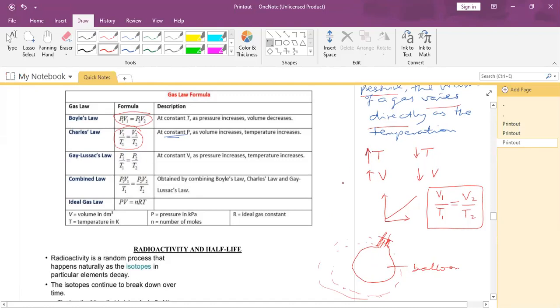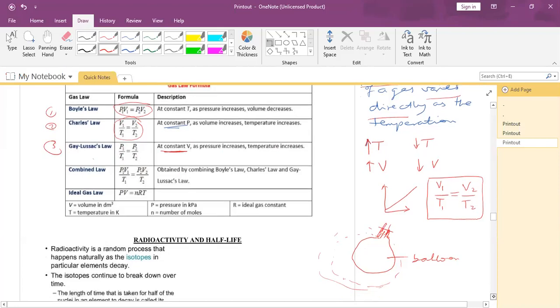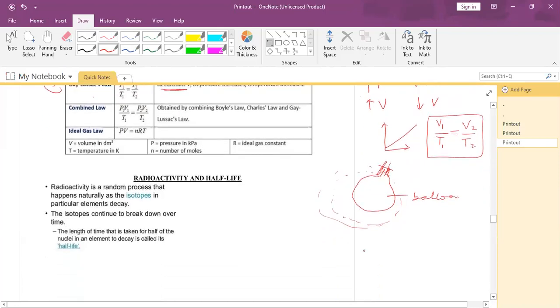Then the third law is Gay-Lussac's law. So this is 1, 2, 3, Gay-Lussac's law. Under Gay-Lussac's law, it says at a constant volume. So the volume is constant. If you keep the volume constant, you can realize that as you increase the temperature, the pressure increases. So as pressure increases, temperature increases. That's Gay-Lussac's law. So let's put that one down.